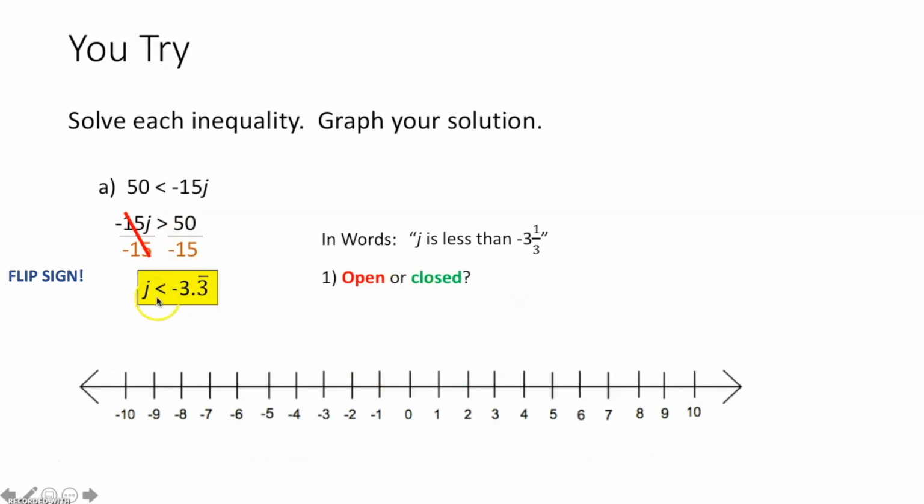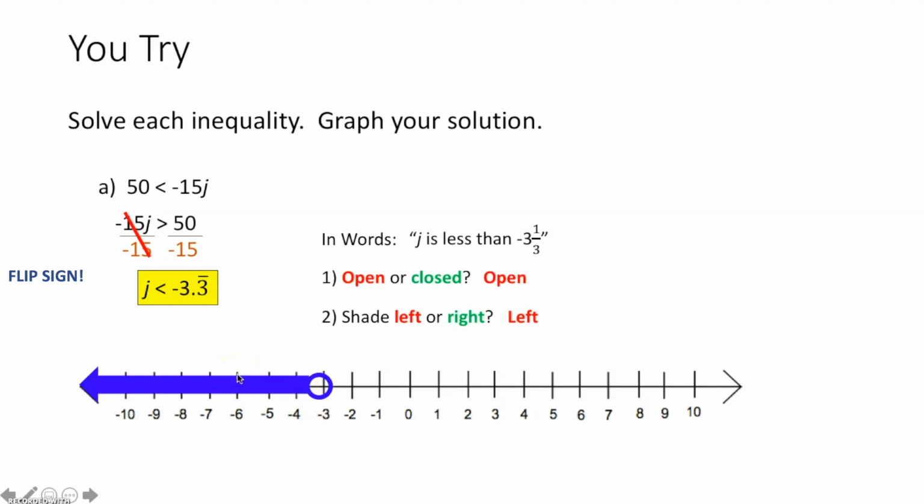Next, what we do is we put an open or closed circle at negative 3 1/3. Well, since there's no equal sign right here, it's going to be an open circle at negative 3 1/3. So we go to negative 3, and then we go a third of the way from negative 3 to negative 4, and you put an open circle. Next, do we shade to the left or the right? Well, we want all j's less than negative 3 1/3, so that would be negative 4, negative 5, negative 6. So we're going to shade to the left of negative 3 1/3.